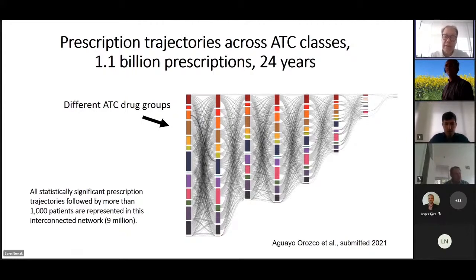The general result is illustrated here, quite boring in many ways. We take all these 1.1 billion prescriptions and find out which are the statistically significant trajectories that we observe in this space. If you set a threshold of 1,000 patients that should follow these trajectories, hopping from one drug group to another, Alejandro Orocho, who did this work, found 9 million of them, and that's of course a basis for more targeted or specific analysis. This is one way to discriminate between 1 billion trajectories and what are actually statistically significant longitudinal patterns in the prescriptions. There was quite a compression going from 1 billion down to 9 million.